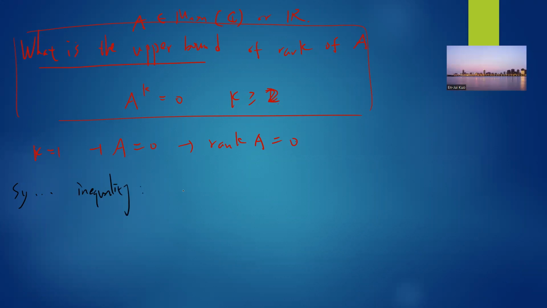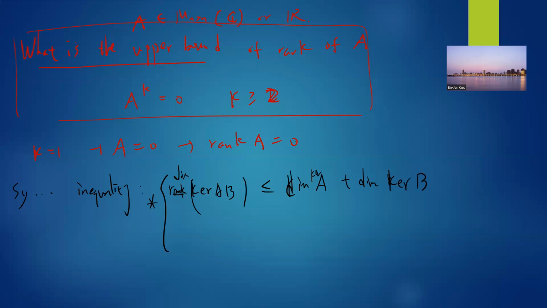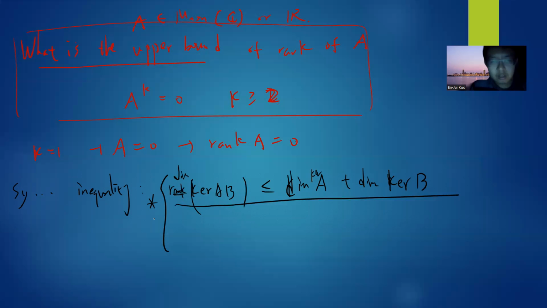There are two equivalent versions. One is that the dimension of the kernel of AB is less than or equal to the dimension of the kernel of A plus the dimension of the kernel of B. And the second one is that rank AB plus n is greater than or equal to rank A plus rank B.